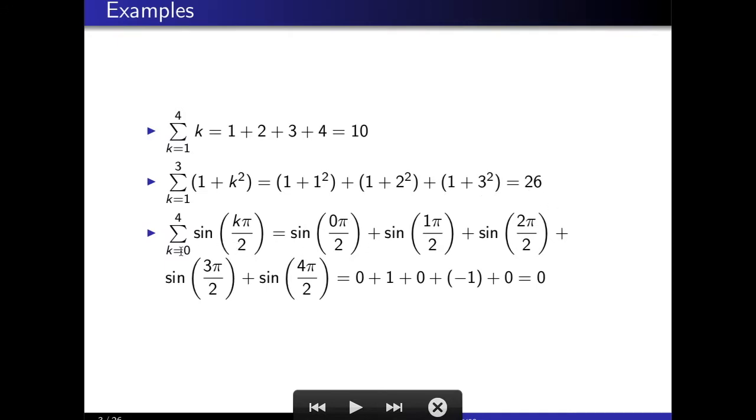Or we could take a sum from k equals 0 to 4 of sine of k pi over 2. When we do that, we'll get sine of 0 plus sine of pi over 2 plus sine of pi plus sine of 3 pi over 2 plus sine of 4 pi over 2. We add all that up, we get 0 plus 1 plus 0 plus minus 1 plus 0, which is 0.